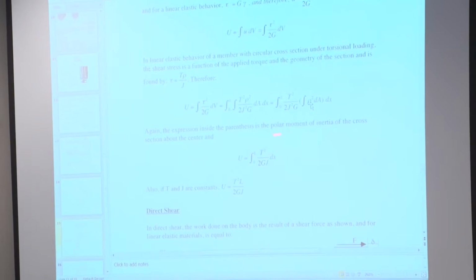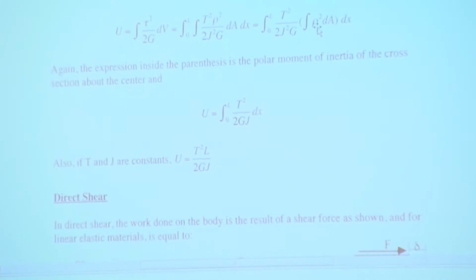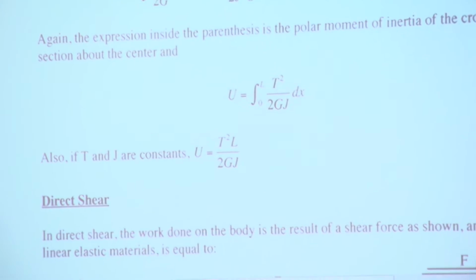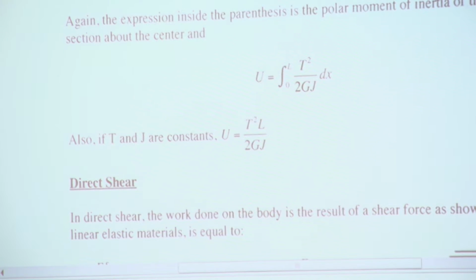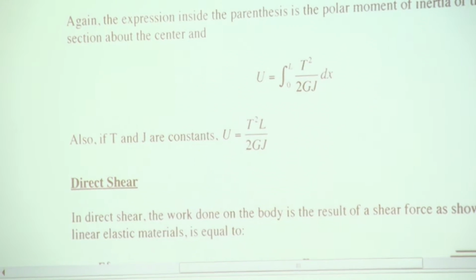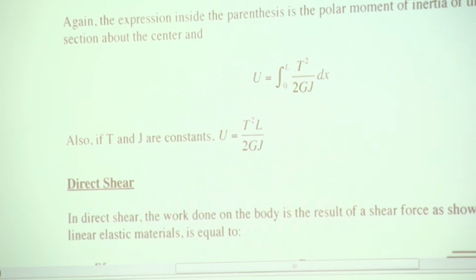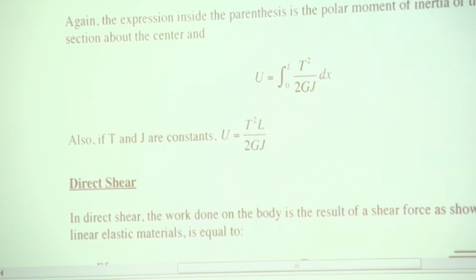So U equals the integral of T squared over 2GJ dx. And if T and J, the cross-sectional area, and the torque are constants, then this degenerates down to this equation, T squared L over 2GJ, very simply. Okay? Any questions?